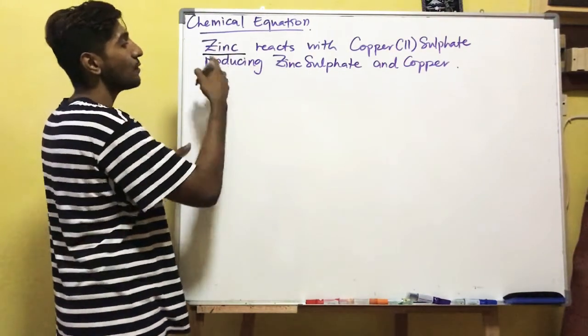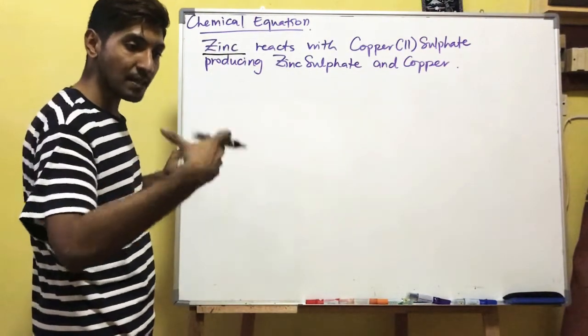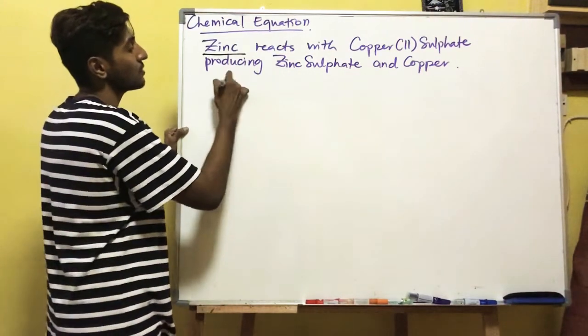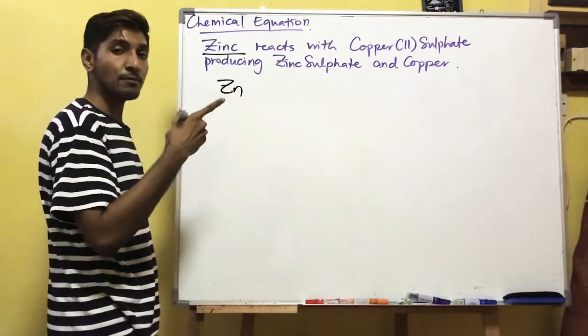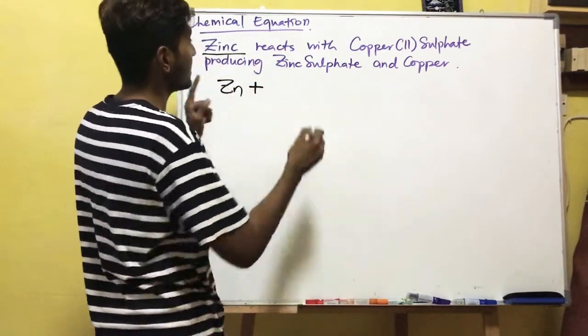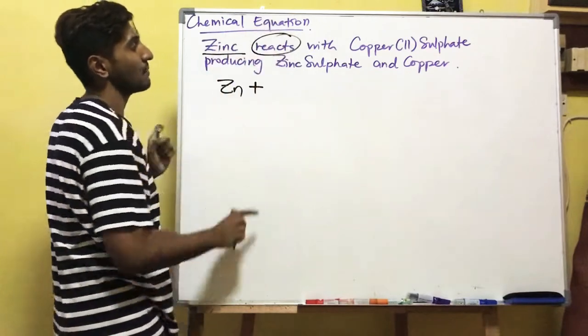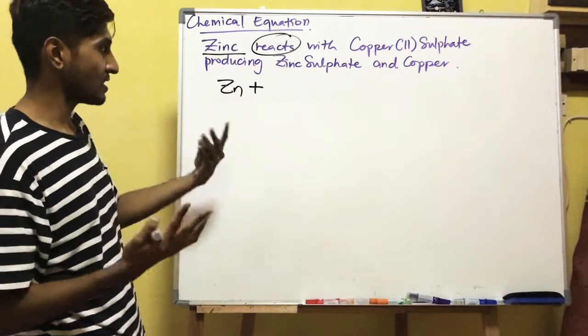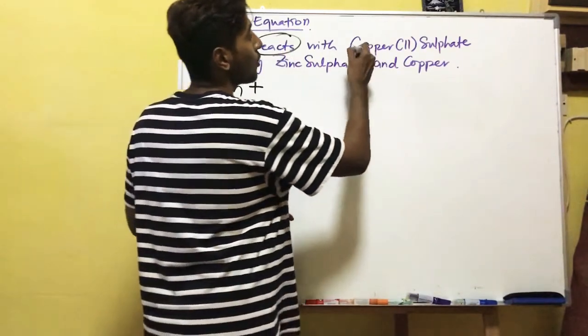Jadi zinc, what is the chemical formula ataupun atomic formula untuk zinc? So it will be Zn. Zn ialah dia punya atomic formula. Bertindak balas dengan, when it says react, bila perkataan bertindak balas, kita akan lambang dia sebagai tanda campur, which is a plus sign. So copper(II) sulfate.